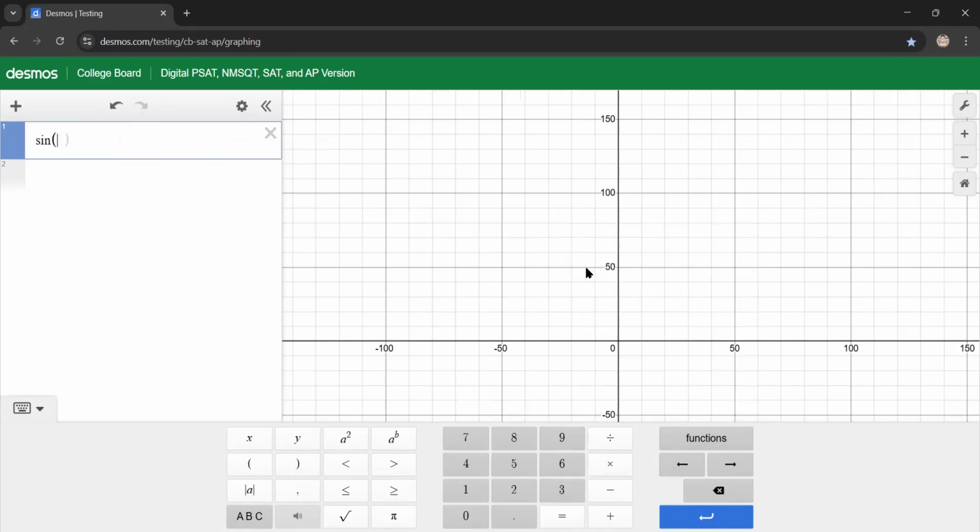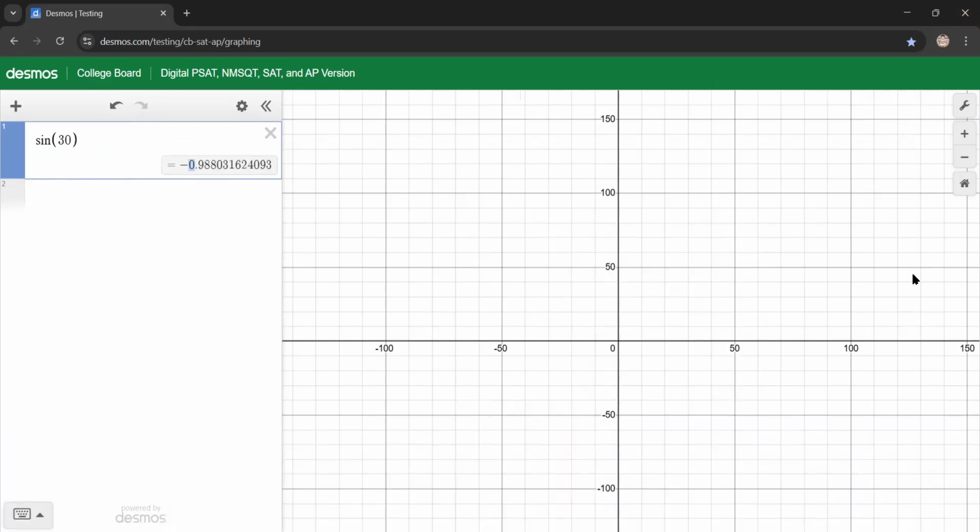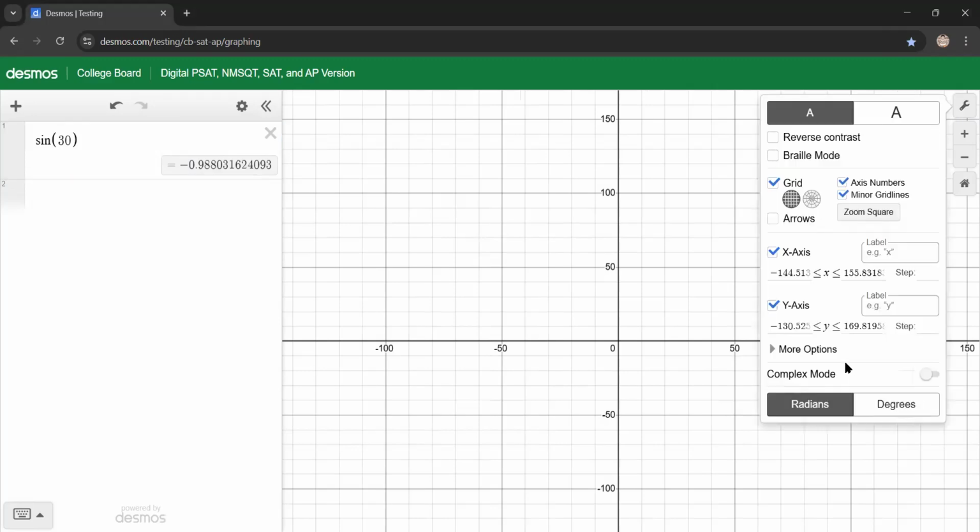So sine, let's talk about the trigonometrical functions from here. All the other trigonometrical functions will be used the same way. Let's say you have to find sine of 30. Is this the correct value of sine of 30? No, right? Because let's go to settings. My Desmos is working in radians, so it considered 30 as radians, not degrees. So I need to set it to degrees. Now this is the value I wanted.